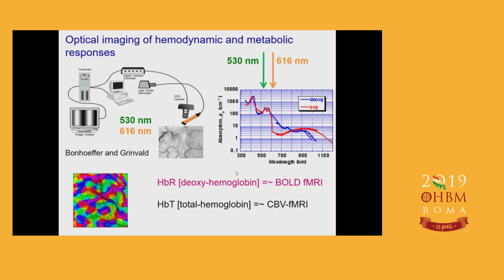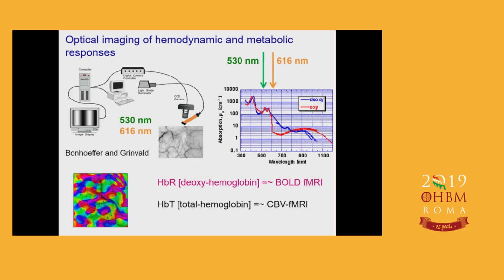Now, the physiological response is absolutely identical to the physiological response of fMRI. What is different is the measurement, the principle of measurement. In optical imaging, the principle of measurement is the different absorption of oxy- and deoxyhemoglobin as a function of wavelength of illumination. In fMRI, the principle of measurement, if we talk BOLD fMRI, is the changes in content of deoxyhemoglobin.